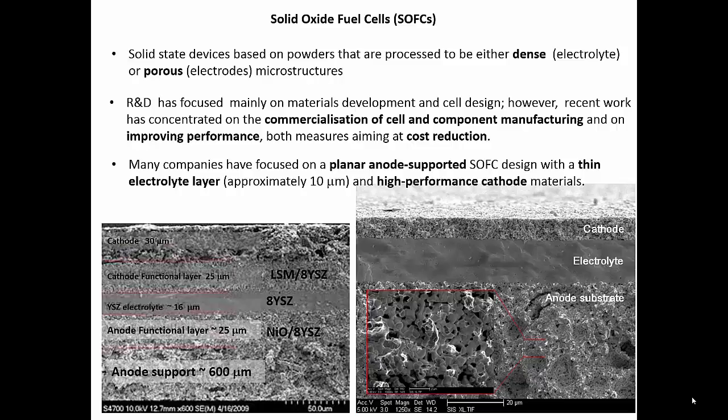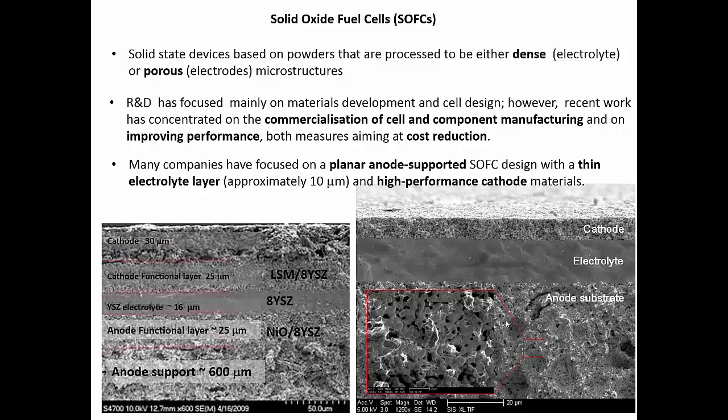So this slide shows micrographs of current planar architecture solid oxide fuel cells. These are devices that are based on powders that are processed either to be dense, as we can see on the right hand side here, the electrolyte is a very dense ceramic, whereas the electrodes are required to be very porous.